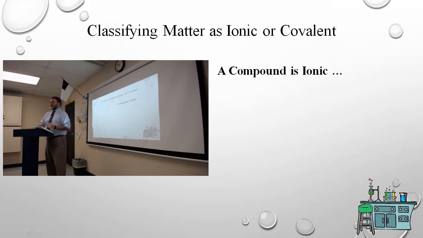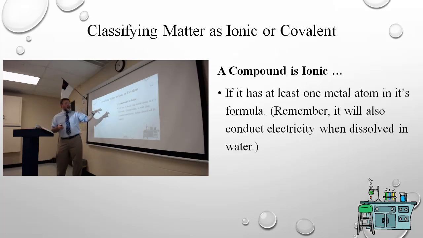Right. So it's ionic if it has a metal in it, and because it has a metal in it, it will conduct electricity. It's not ionic because it conducts electricity. It conducts electricity because it has a metal in it. Okay? More specifically, it conducts electricity because it's ionic, and ionics have metals in them. It's probably the best way to think about it.